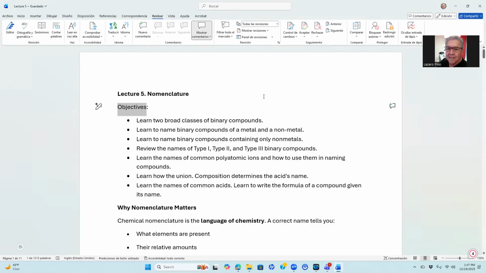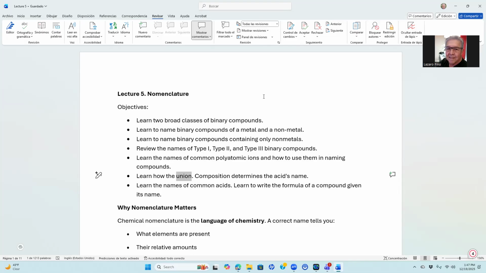Objectives. Learn two broad classes of binary compounds. Learn to name binary compounds of a metal and a nonmetal. Learn to name binary compounds containing only nonmetals. Review the names of type 1, type 2, and type 3 binary compounds. Learn the names of common polyatomic ions and how to use them in naming compounds.